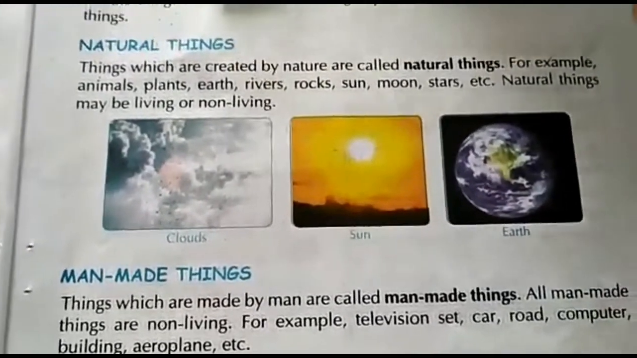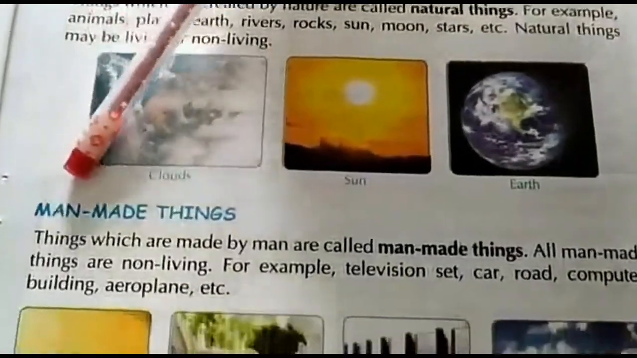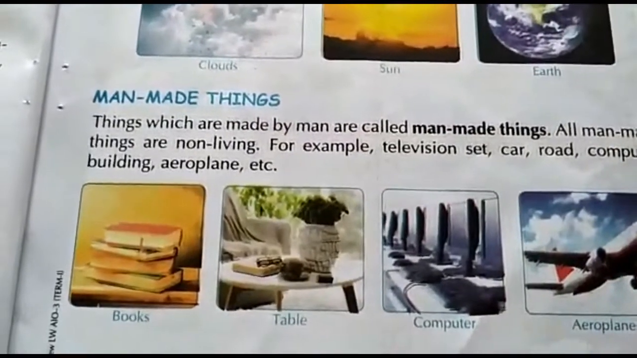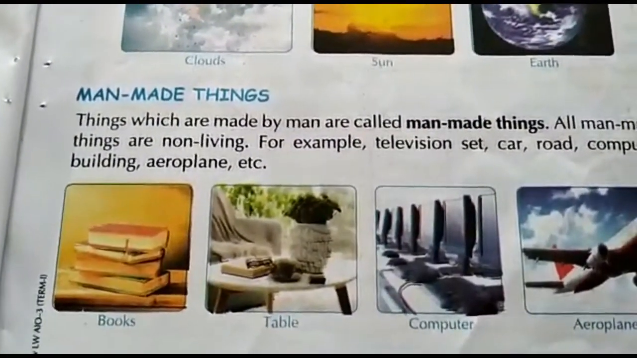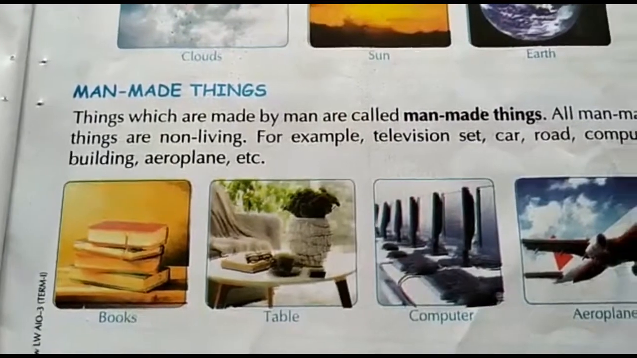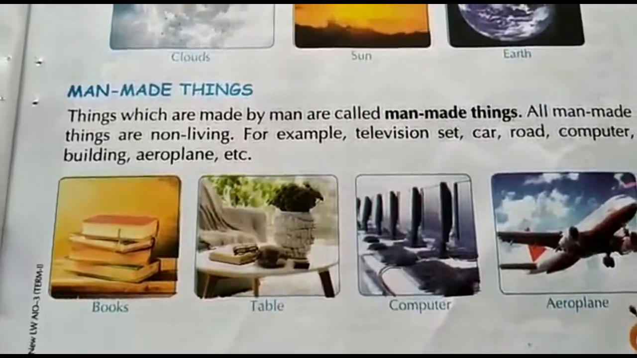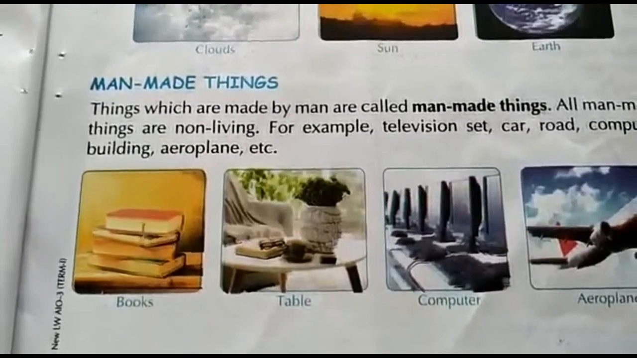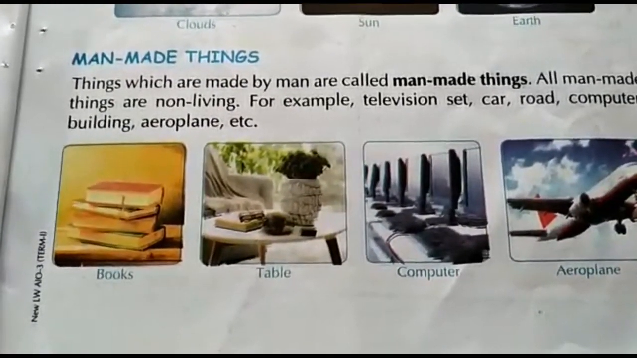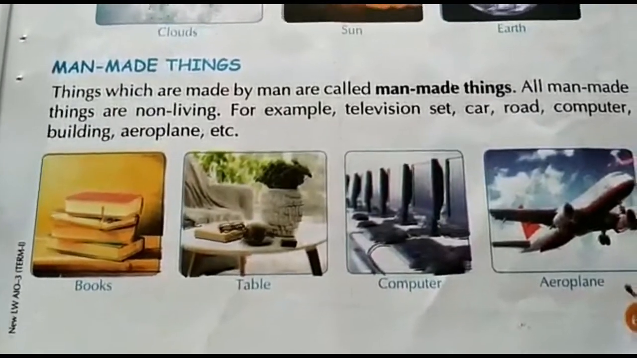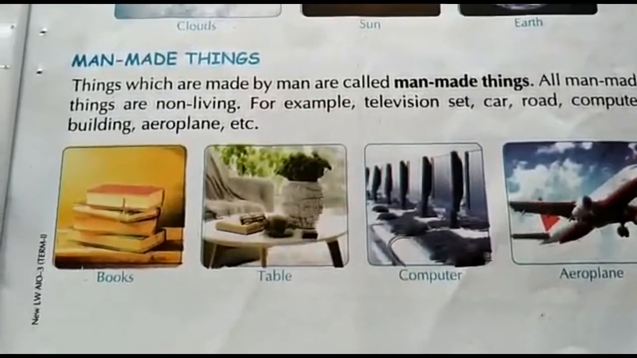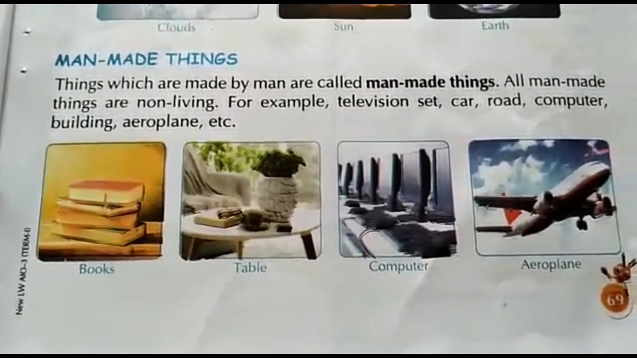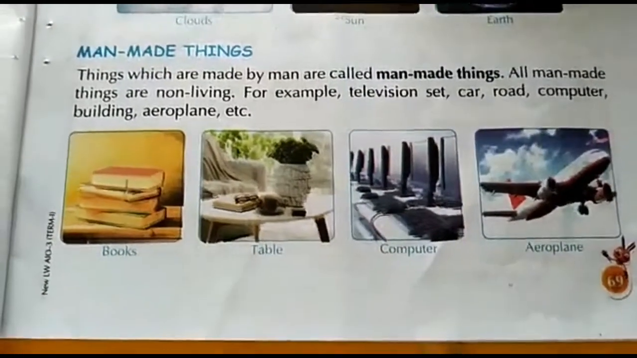Okay, like that. Here, man-made things. What are man-made things? The things made by man are called man-made things. For example, we are making a pencil box, a book, a piece of chalk, tables, etc. with the help of other things. Because we are making them, those things are called man-made things.